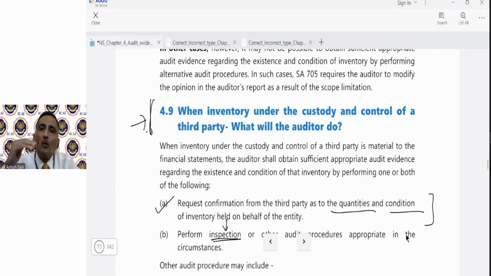So for quick summary, students, SA 501 is still not complete. SA 501 has 3 parts. Remember, SA 501 has 3 parts. One is relating to inventories, another is relating to litigations and claims involving the entity, and another is relating to segment information. So we have just completed only the first part of SA 501 relating to inventories.